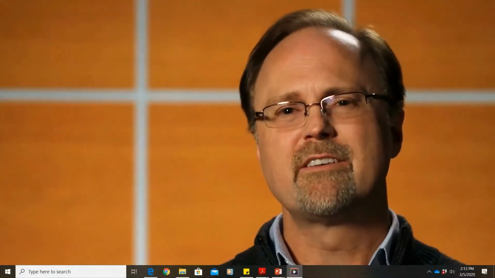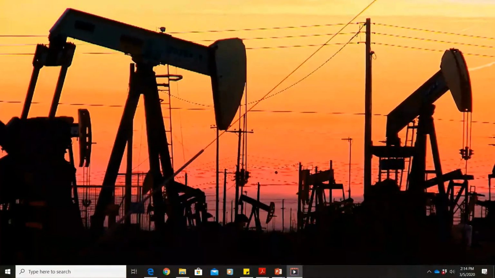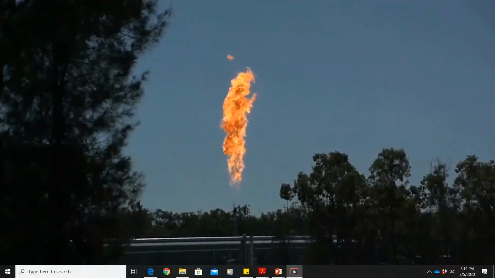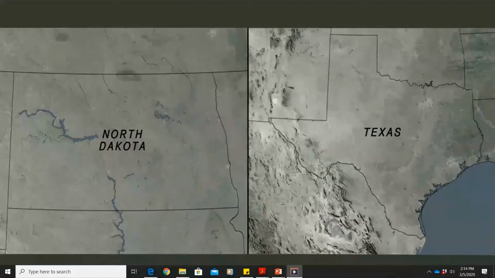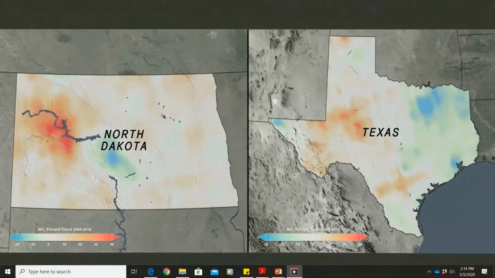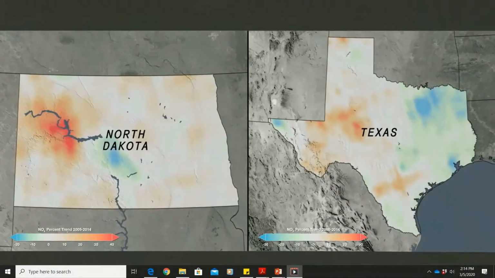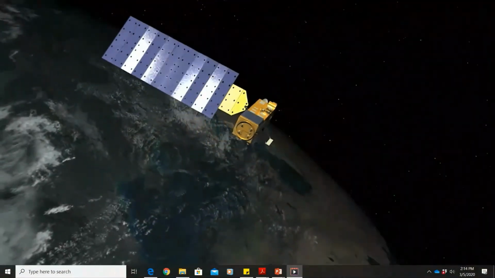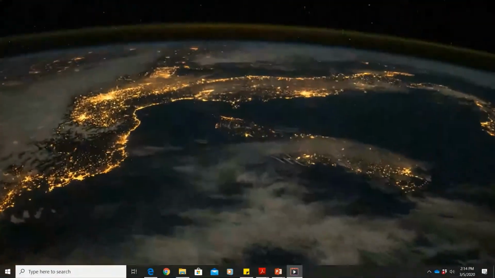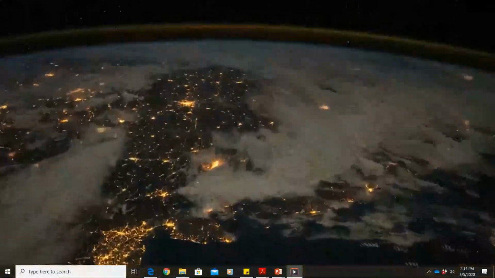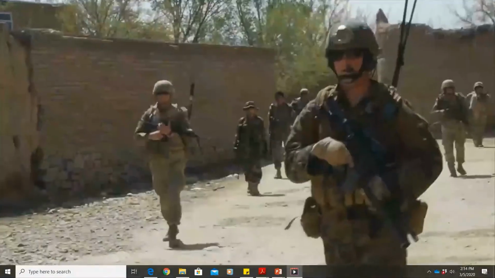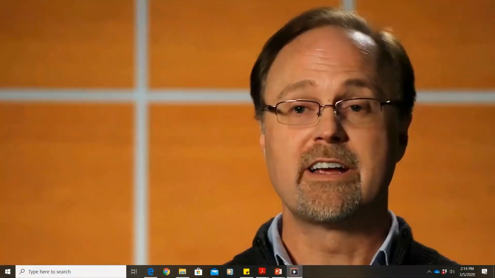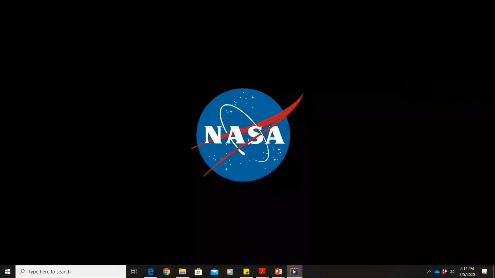In the US, the only increases are in regions with intensive oil and natural gas extraction, including fracking. In North Dakota and Texas, we see increases of 30% in some areas. By monitoring levels of nitrogen dioxide from space, we can see and quantify the effects of things like energy usage, environmental policy, and even civil unrest on air quality across the globe.